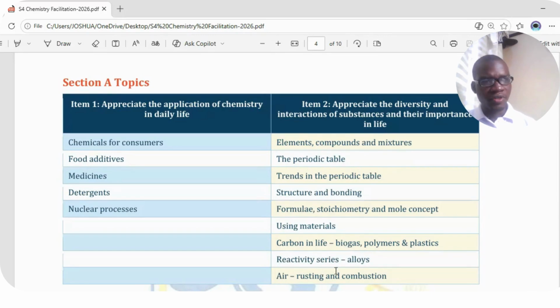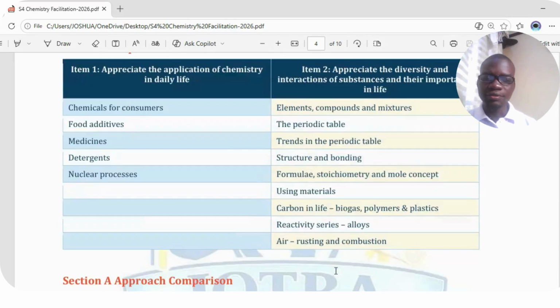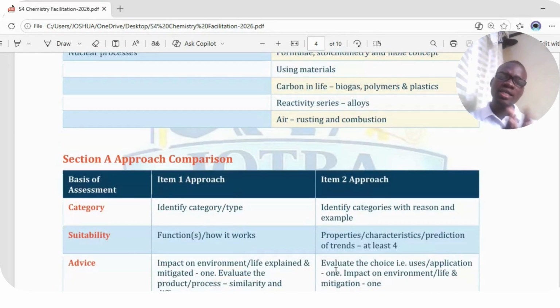I'm going to be a little bit fast, so you need to be very attentive. So we need now to understand how we are supposed to approach the items in section A. I told you section A has two items, item 1 and item 2. We are going to go through the detailed approach for item 1 and then for item 2. As I told you, we have three areas of assessment in section A, that is category, suitability, and then advice. Let us begin with item 1, and then we even have an example on it.